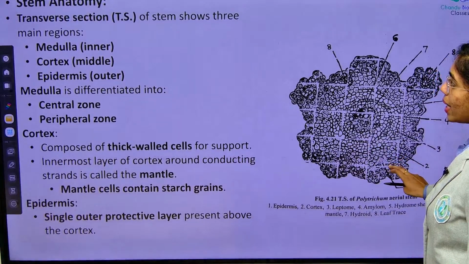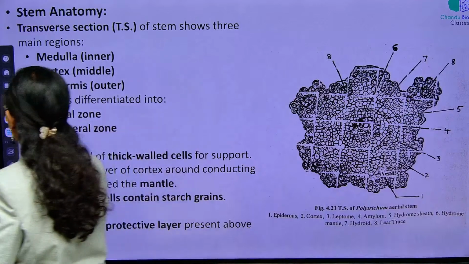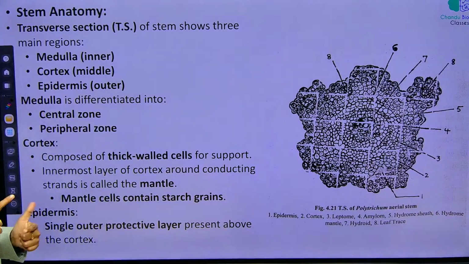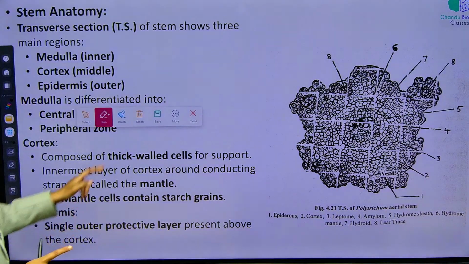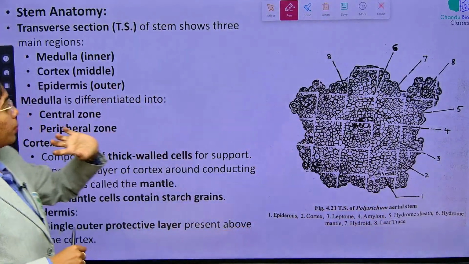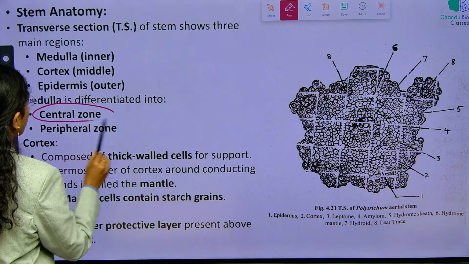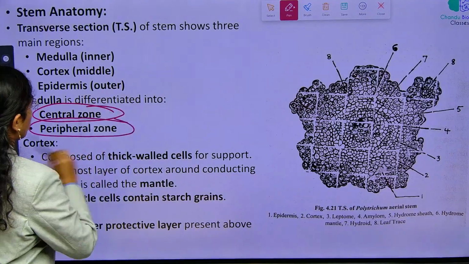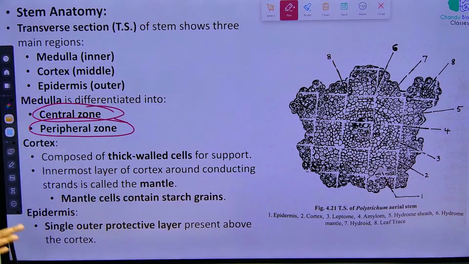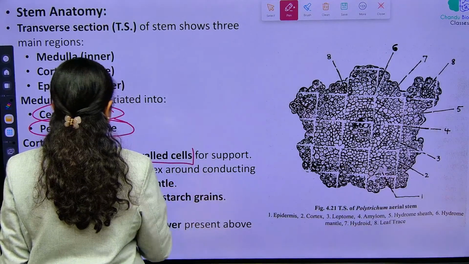Next, stem anatomy of Polytrichum. TS of stem will give you medulla, cortex and epidermis. Epidermis is the outer region and in the middle the cortex will be present. Inner medulla is there. Inner medulla is further differentiated into central zone and peripheral zone. Okay. Cortex is thick walled.